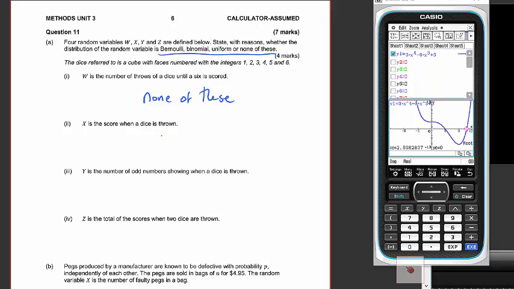X is the score when the dice is thrown. Well, that one would be uniform. Think about what the PDF would look like. You'd have the numbers 1 to 6 with a probability of 1/6 in each one.